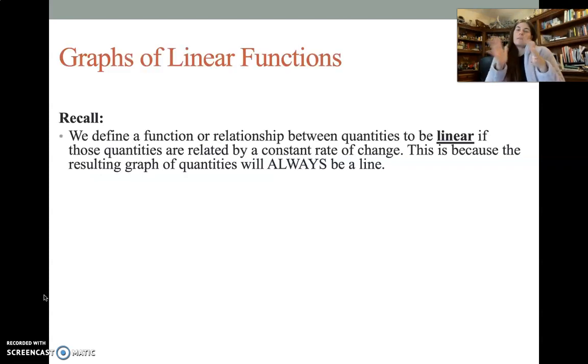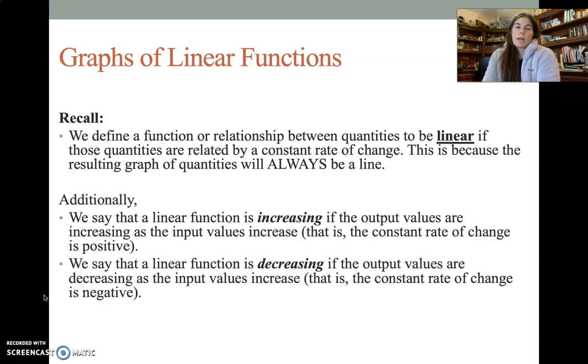So today we're talking about graphs of linear functions, and I just want to remind you of a few things. One, we define a function or relationship between quantities to be linear if those quantities are related by a constant rate of change. So linear implies constant rate of change, and the reason is that when I graph those two quantities, we're always going to get a line.